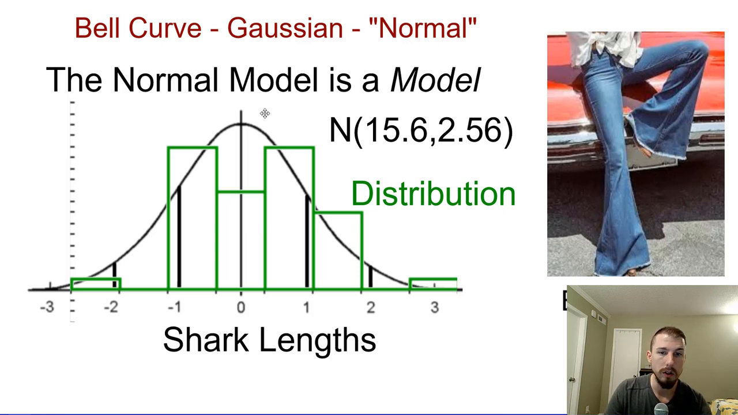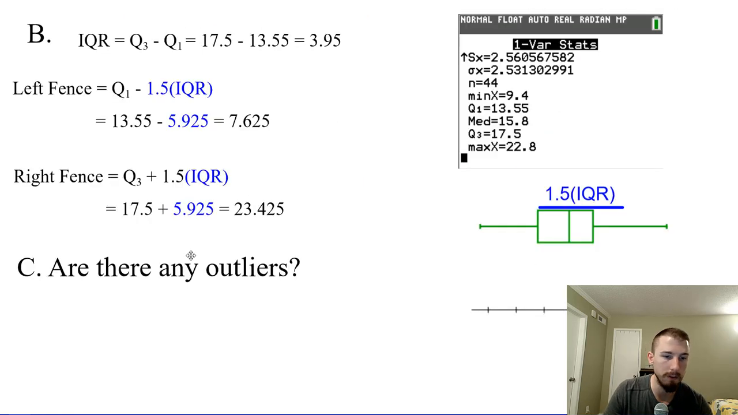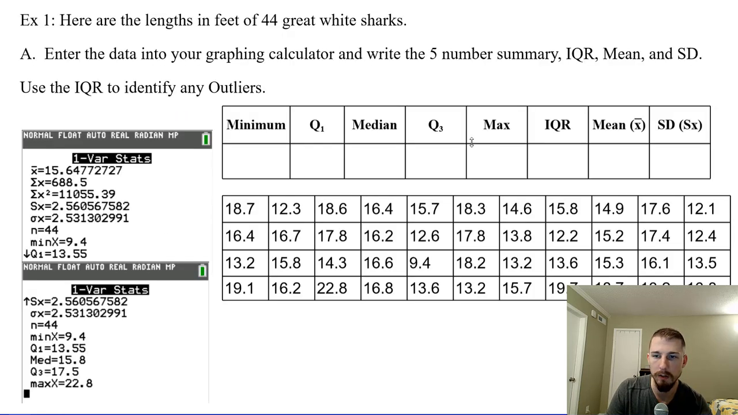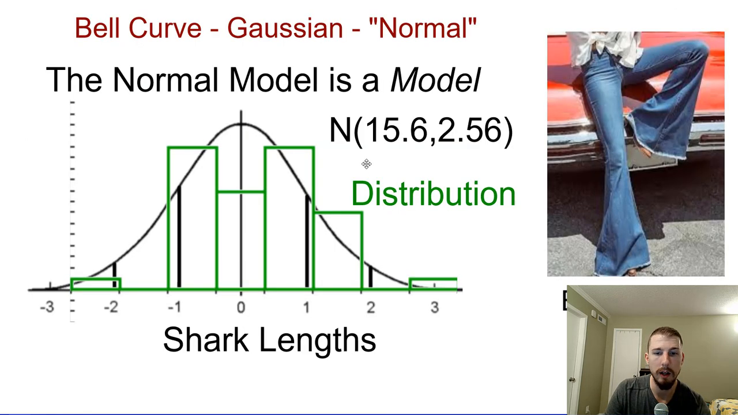If we do, the model we would use would be parameterized by the mean, which is the average shark length, about 15.6, with a standard deviation of 2.56. That information came right here. 2.56 was the standard deviation, and the mean was 15.6. That's how we would parameterize the bell curve, the model that would represent the distribution of what we believe all the great white sharks are from that region.